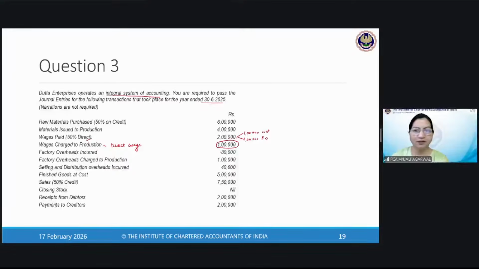Factory overheads incurred 80, charged to production 1 lakh. So there is an over recovery this time. Selling and distribution overheads incurred 40. Finished goods at cost are 5 lakh. Sales 50% credit. There is no closing stock. Receipt from debtors and payment to creditors.